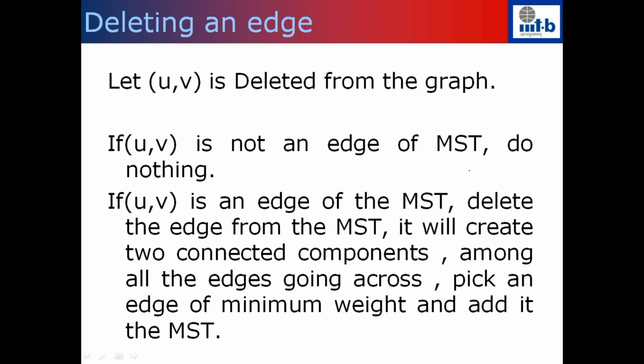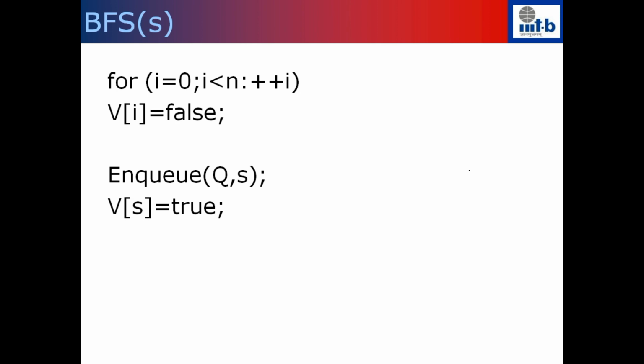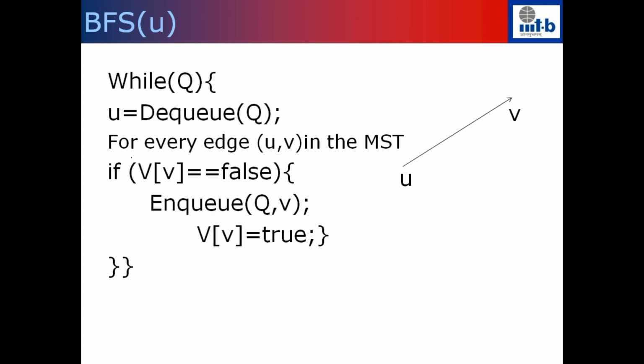So we start with the BFS, we call BFS with U. Let's quickly recall what BFS is. You set all the visited flags to false in the beginning, then add the starting vertex to the queue, then set its flag to true. Then as long as the queue is not empty, you delete an element from the queue.